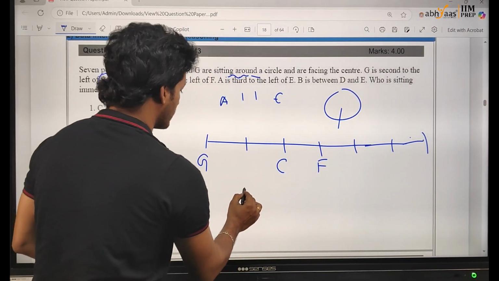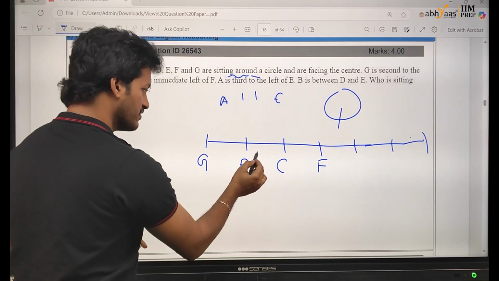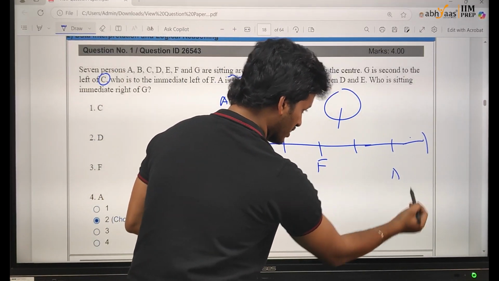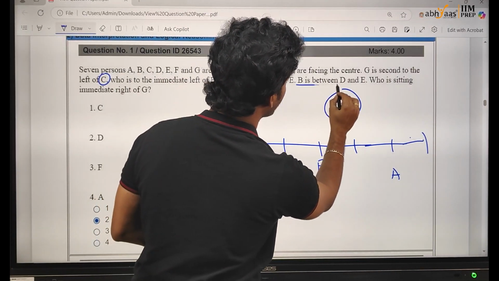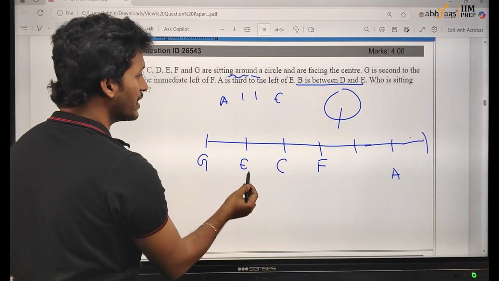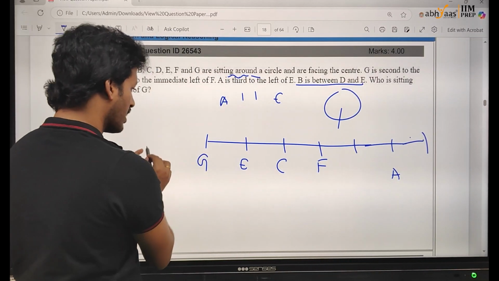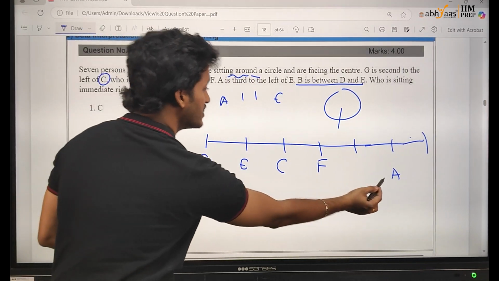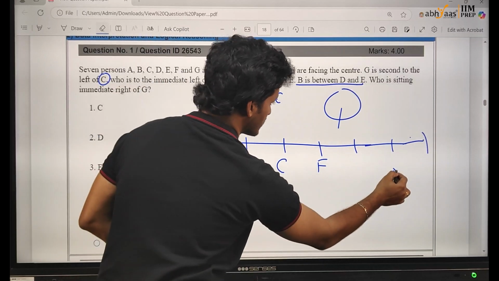And if I take E here, for example, this is a circle. Don't forget that. This is a circle. A has to sit here, which is a possible thing. But if you go for the next sentence, B is between D and E. That means there should be a space between E and D so that I can place B here, which is not possible with this arrangement. That means E should not sit here.